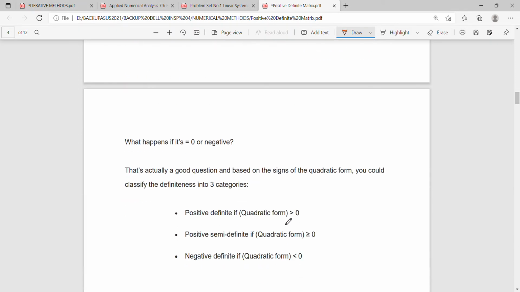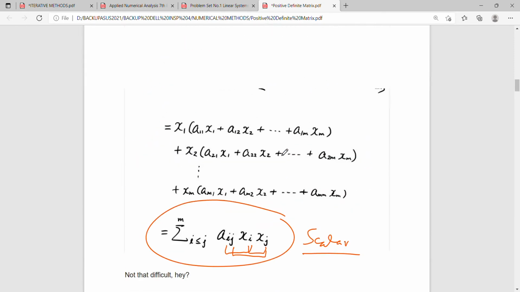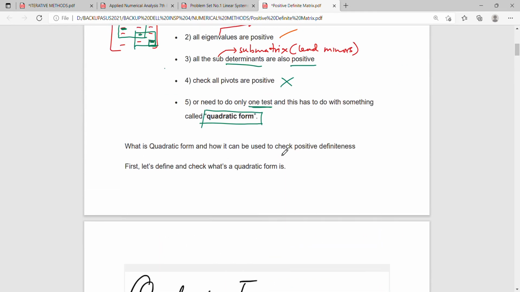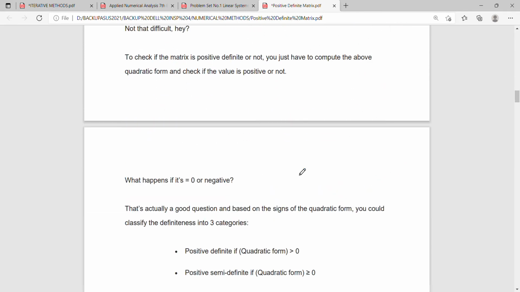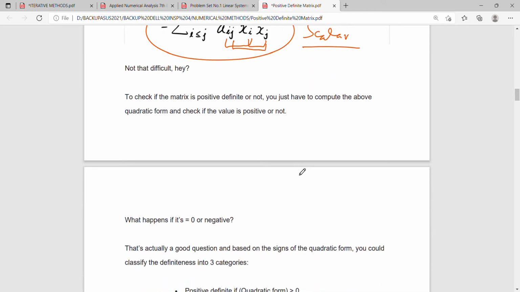So to proceed, what happens if this is 0? What happens if the value here is 0? Huh? Is it positive and definite then? Of course, if the value is 0, meaning to say your solution is trivial. Your solution will yield only a solution that is not significant. That's the meaning of a 0 value. And if it is negative, then your solution will diverge.